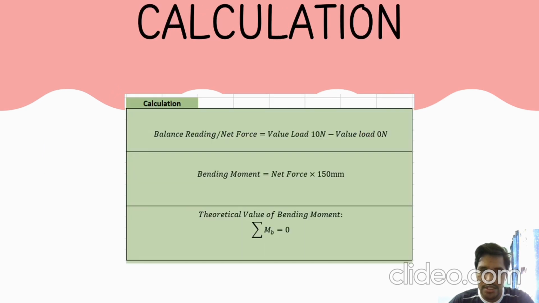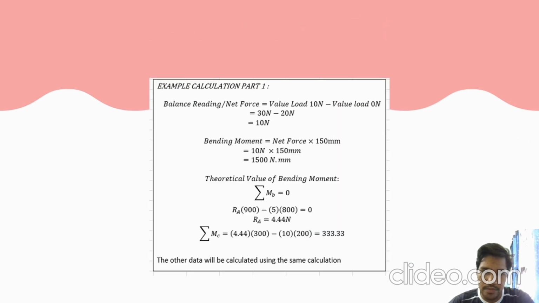And the calculation, this is the formula we use to calculate the net force, which is the value of load 10 Newton minus the value of 0 Newton, which is 0 load for 0 Newton. Next, bending moment. Bending moment for the experiment is net force times 150 millimeter, and the theoretical value of the bending moment we can calculate using the bending moment equal to 0 formula.